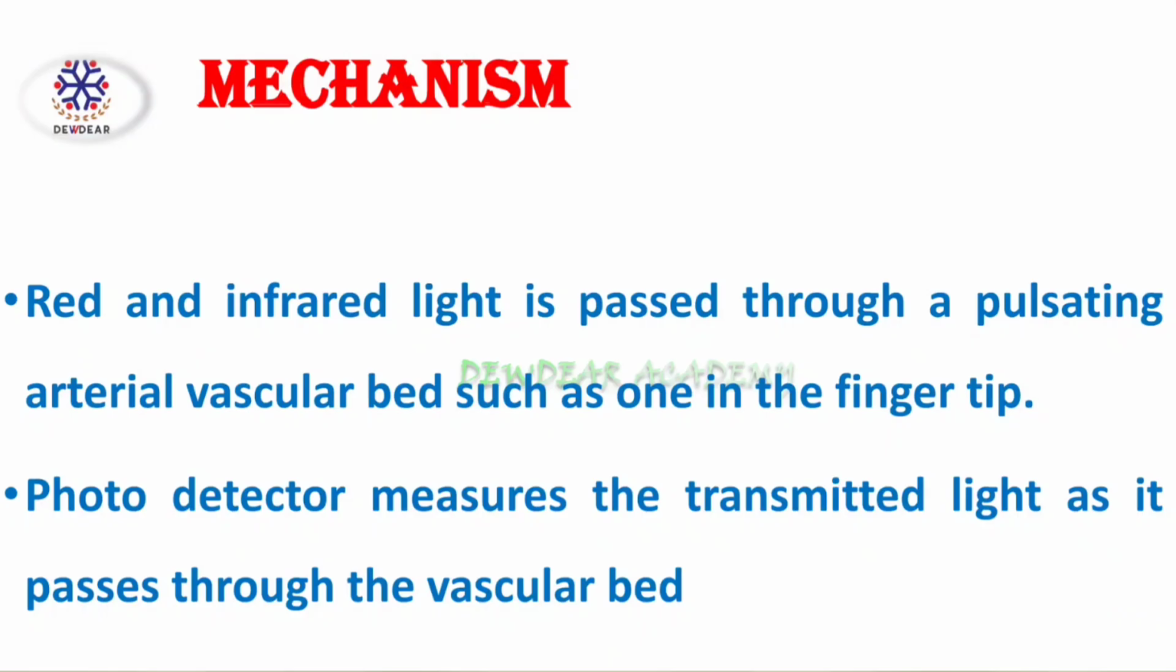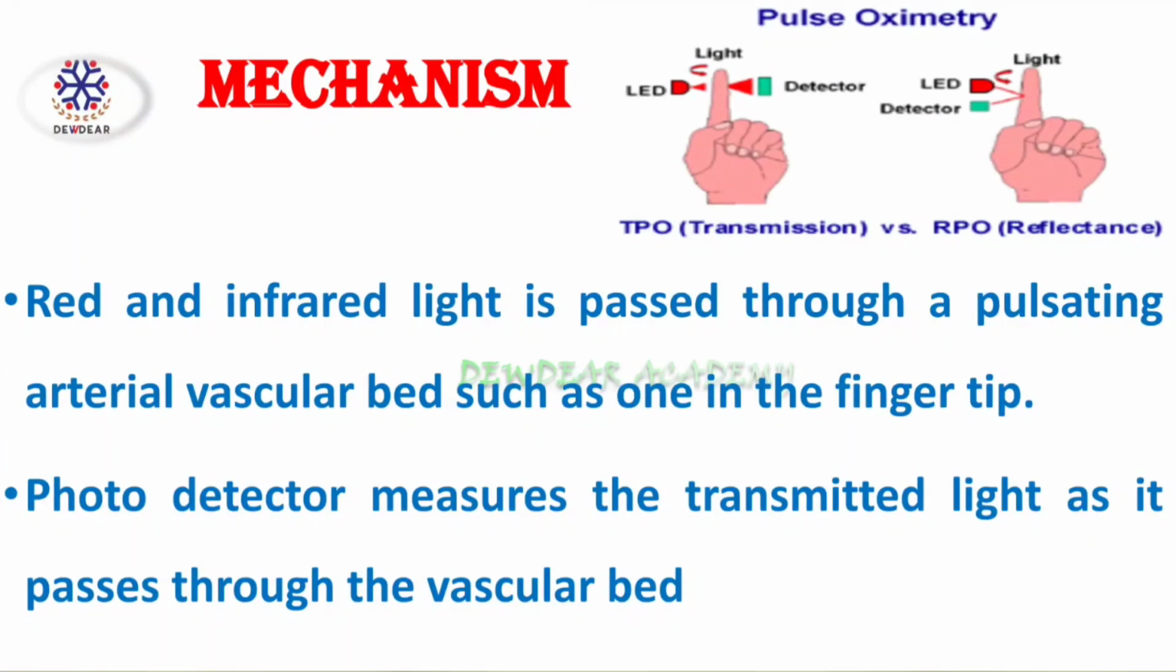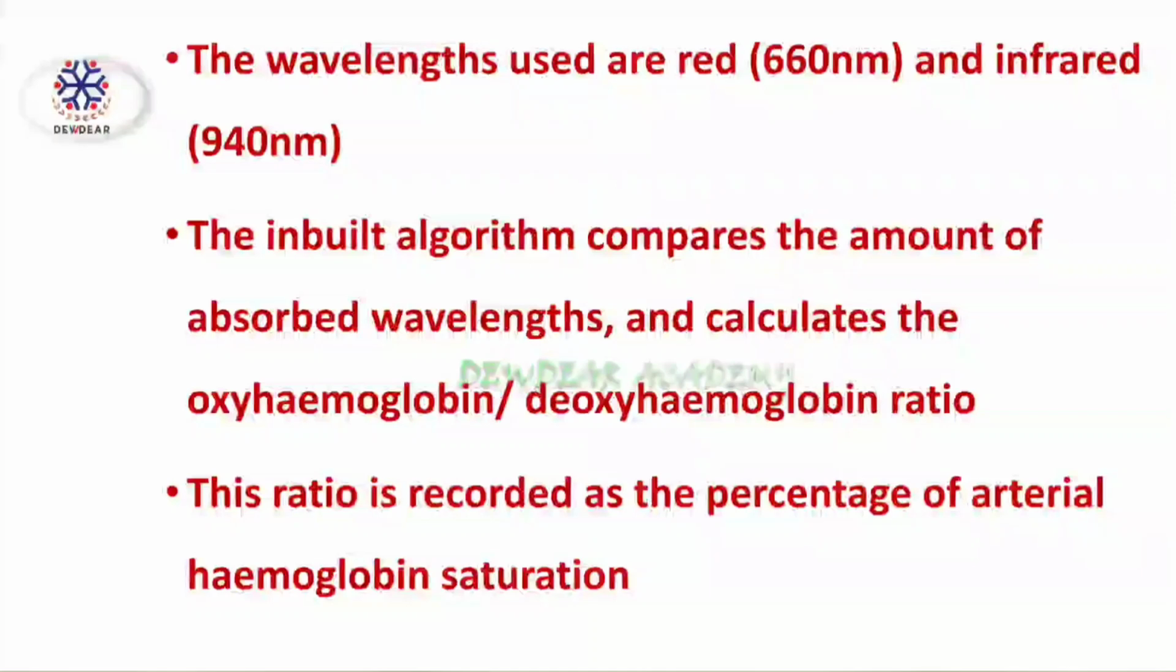So next is the mechanism. Here the red and infrared light is passed through a pulsating arterial vascular bed such as the fingertip or the toes or the thin part of the patient's body. And the photodetector measures the transmitted light as it passes through the vascular bed. The wavelengths used are, for the red light, 660 nanometer and, for infrared, 940 nanometer.